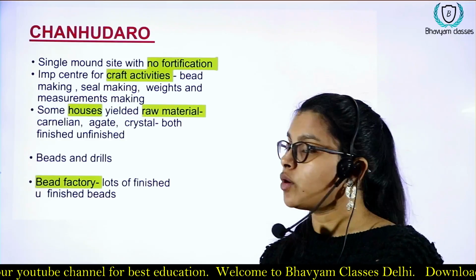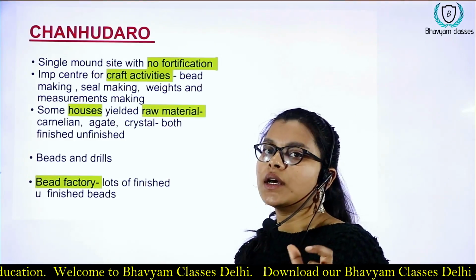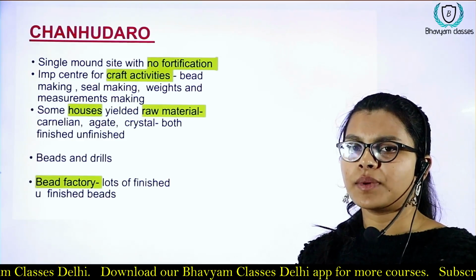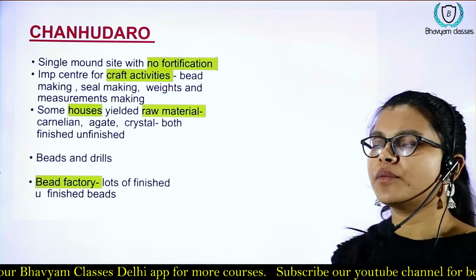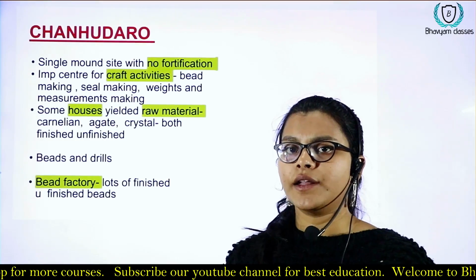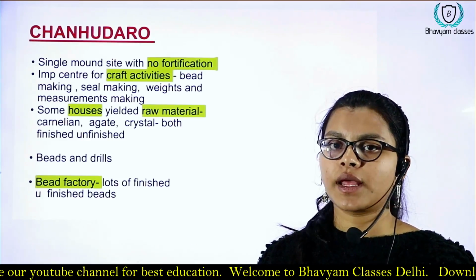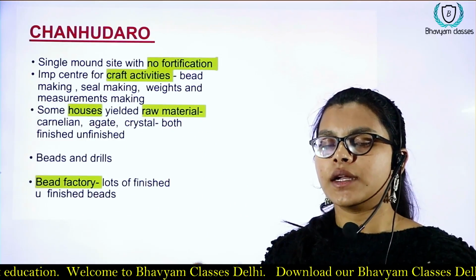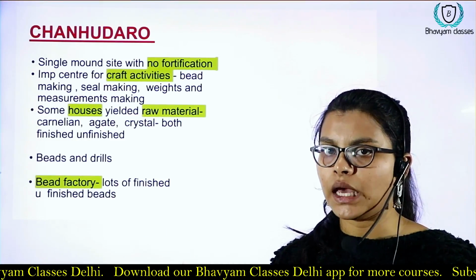Now we come to our site, Chanhudaro, which is important because it had a bead making factory. We call it the bead making factory. It was a very important site that used to yield craft items. We find a lot of shells and a lot of beads from this site. Historians say that these artifacts and ornaments were made here in Chanhudaro, and after they were finished, they used to distribute or trade them to different lands outside the Harappan civilization, or within it.